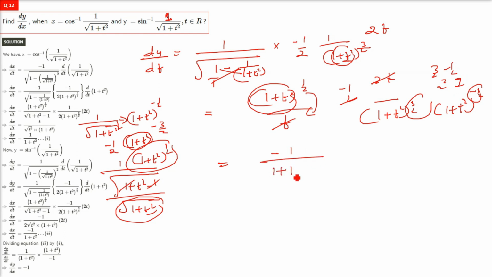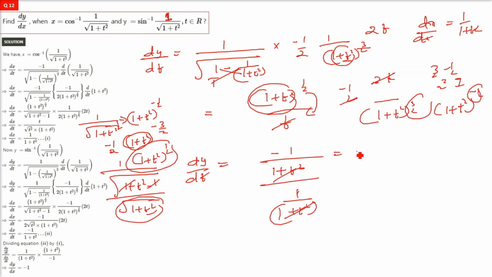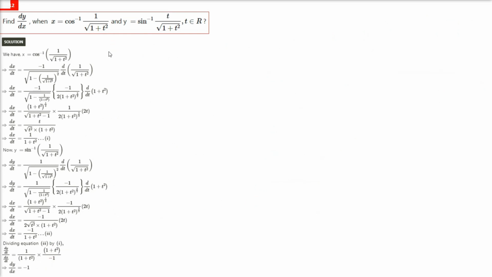3 by 2 minus half is 1 only. So minus 1 by 1 plus t square. This is dy by dt. Okay, dx by dt we have found out. So dy by dx is dy by dt divided by dx by dt. So this gets cancelled, 1 and minus 1, so it will be negative 1. The answer is negative 1. Right?